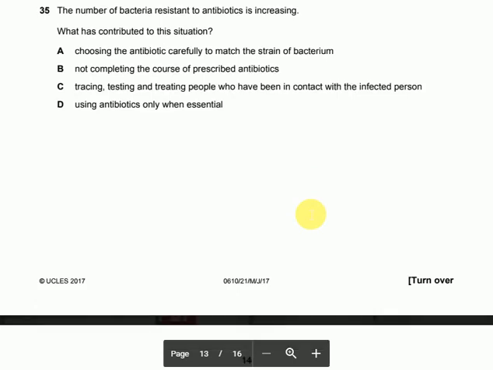Question number 35. The number of bacteria resistant to antibiotics is increasing. What has contributed to this situation? Well, I would say B. Not completing the course of prescribed antibiotics.